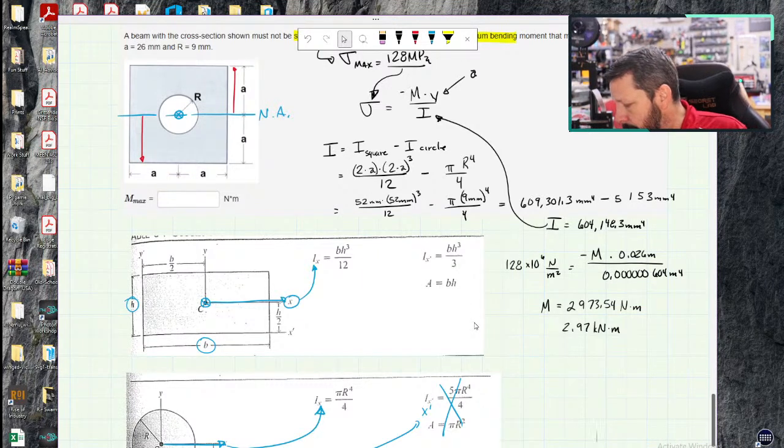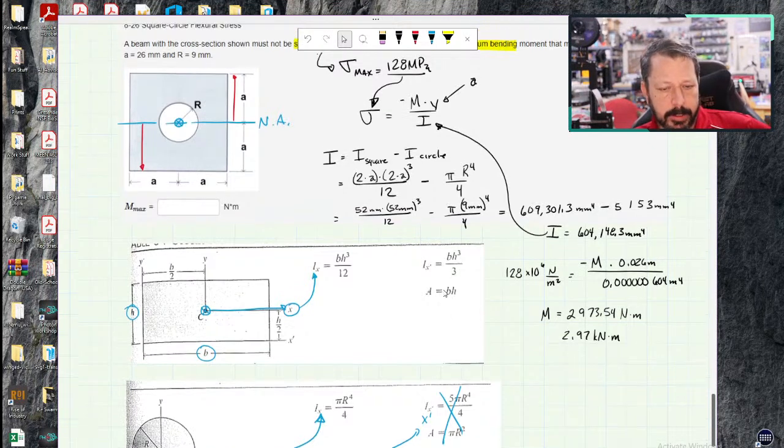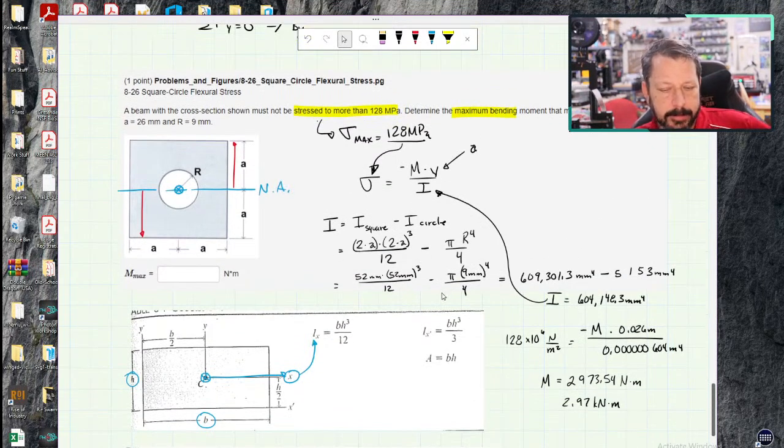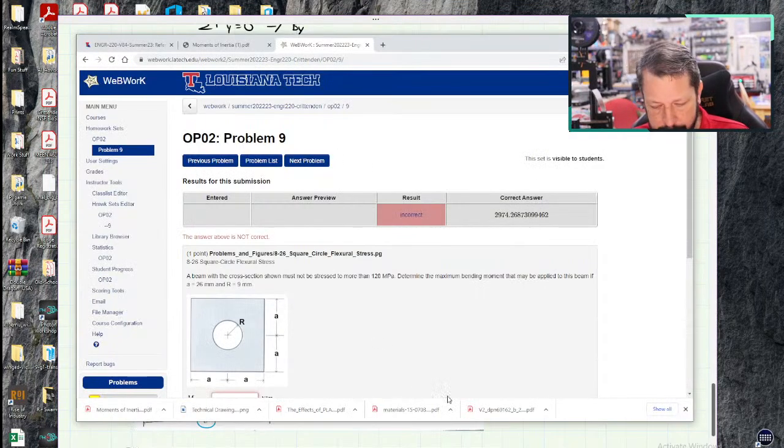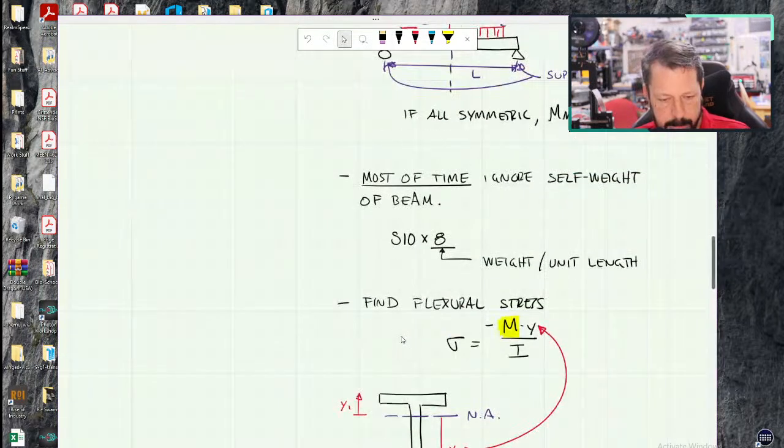So that one's a little bit of a design type problem, where you're solving for the moment instead of the flexural stress. But I don't know that you have a design problem on exam 2. Actually, you might. There is. I did forget to write one topic in here, didn't I?